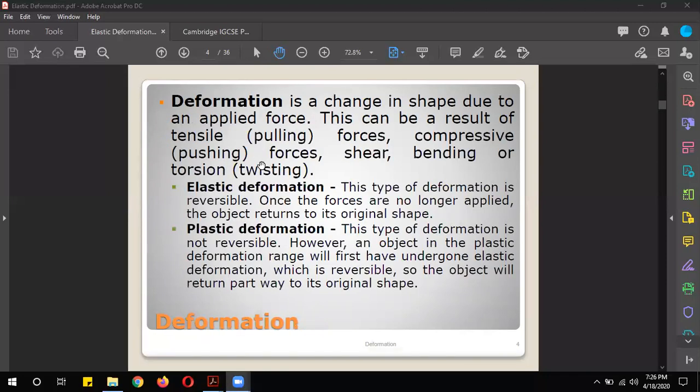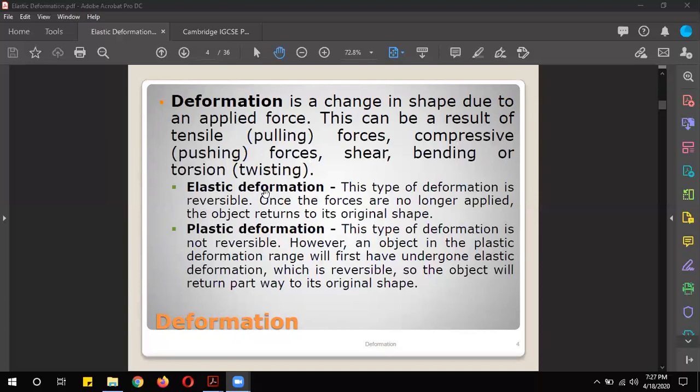Then we studied about deformation. Deformation is a change in shape due to an applied force. This can be a result of tensile force, or compressive force, or shear force, or bending, or twisting.